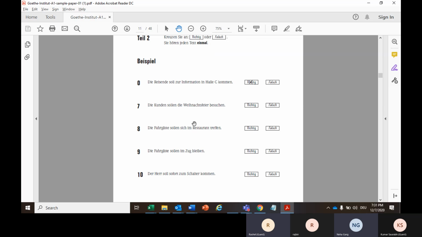Nummer 9. Liebe Fahrgäste, bitte beachten Sie, das ist ein außerplanmäßiger Halt. Bitte hier nicht aussteigen. In ein paar Minuten erreichen wir den Bahnhof von Bad Godesberg.